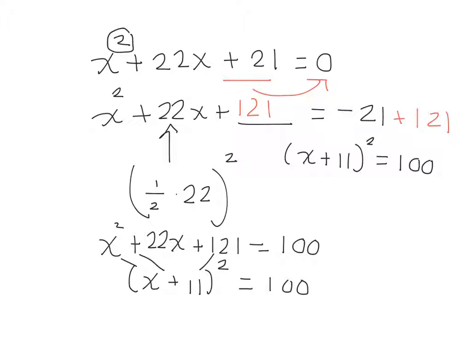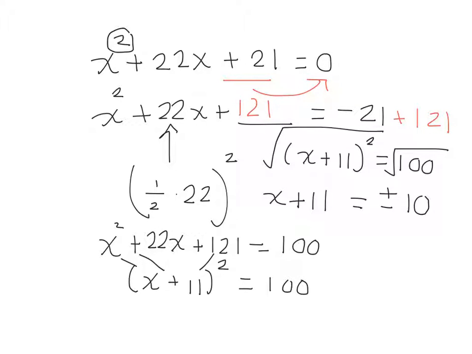Now, what we're solving for is in parentheses and is being squared. So to undo squaring, we square root, remembering that every positive number has 2 square roots. In this case, the square root of 100 is 10 and negative 10. The square root of x plus 11 quantity squared is just x plus 11.